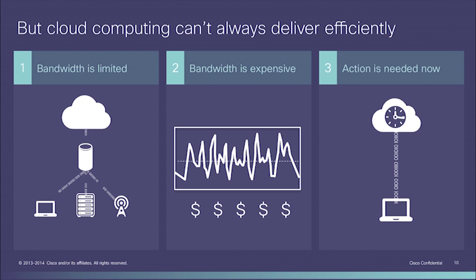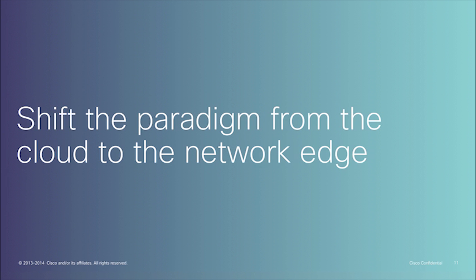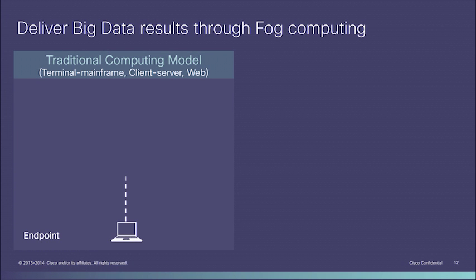Remember the hierarchy of information exchange we looked at earlier? These 3 challenges make that progression from data to knowledge and wisdom much more daunting. But that's where Cisco can help. We shift the paradigm of big data from the cloud to the network edge and deliver big data results through fog computing. Fog shifts how data is processed.